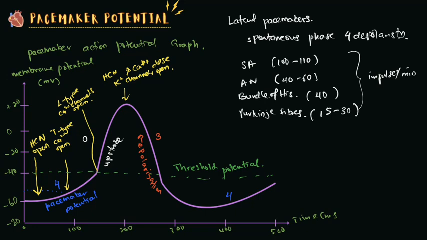They don't all fire at the same time, because the one with the highest firing rate will eventually suppress the other latent pacemakers. So the function of the other latent pacemakers is to take over from the dominant pacemaker in case it fails. This can be found in myocardial ischemia, where the SA node will be affected. Therefore, the AV node with the next highest firing rate will take over.